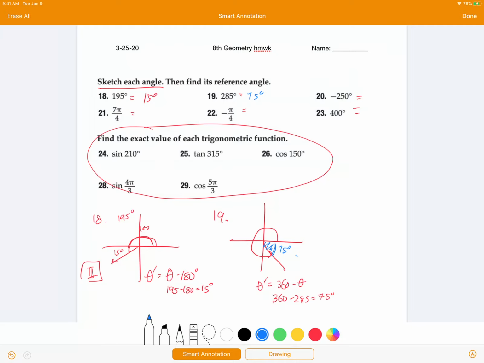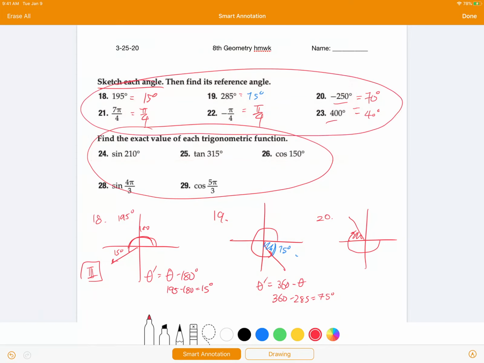For all of these reference angle questions, I'm not going to go over them too much in detail. 400 degrees, if you do that, that's going to give you 40 degrees, I believe. Negative 250 degrees will end up somewhere here. I actually need to draw a little bit. Negative 250 degrees will end up being this, to be 70 degrees. That should be your reference angle there. 7 pi over 4, that should be pi over 4. Negative pi over 4, that should still be pi over 4 for the reference angle. So these should be your 6 answers. If you have any particular questions about that, please let me know, and I'll help you out with those.